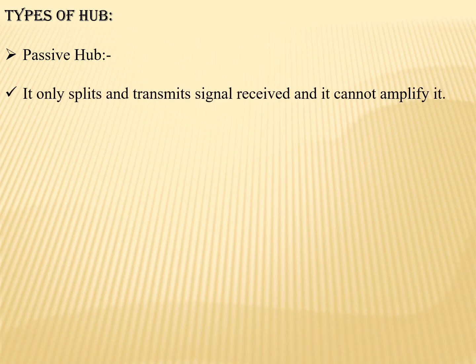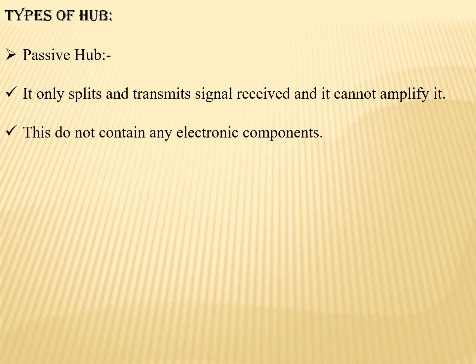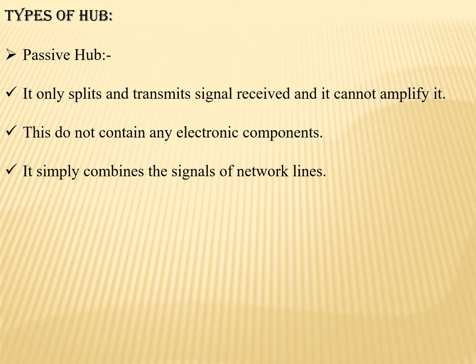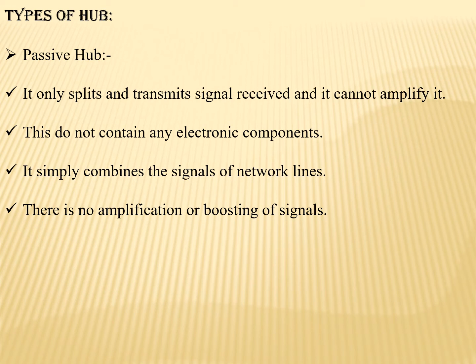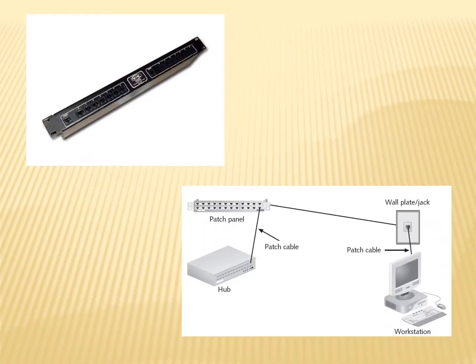Passive hub only splits and transmits the signal received and it cannot amplify it. It does not contain any electronic components. It simply combines the signals of network lines. There is no amplification or boosting of the signal. So nothing takes place in the passive hub. If the signal from one computer becomes weak and it comes to the hub, the weak signal will only be transmitted to the other end. It will not amplify it. It will just receive the signal and transmit it to the other end. No boosting, no amplification. This is the passive hub. You can see here a few diagrams of passive hub.